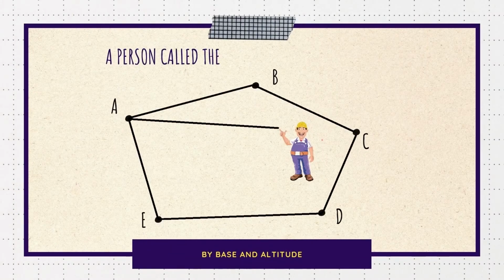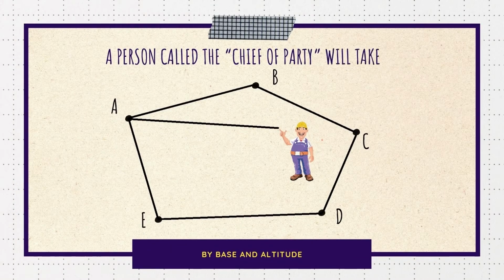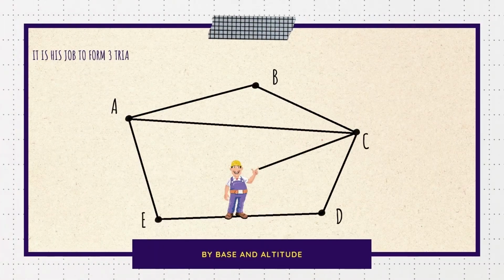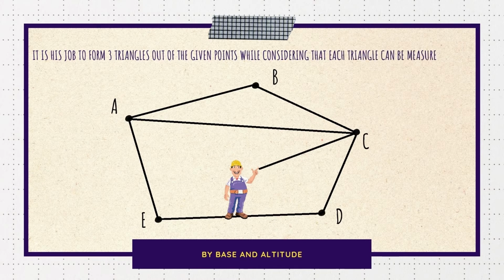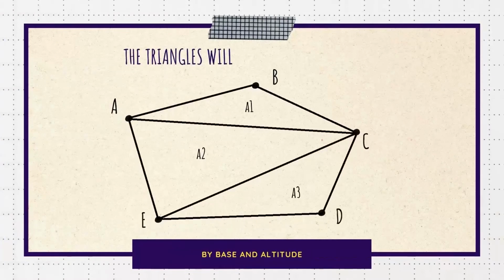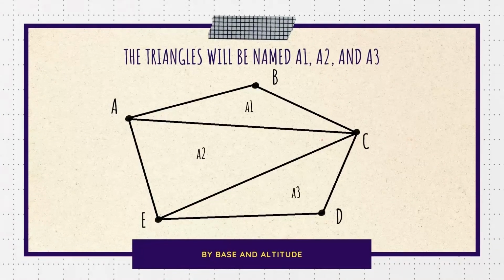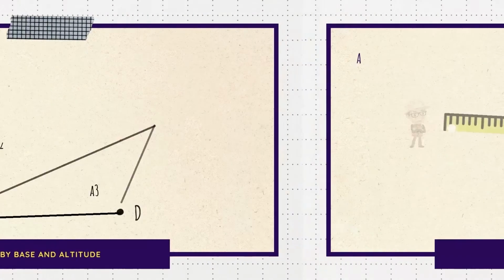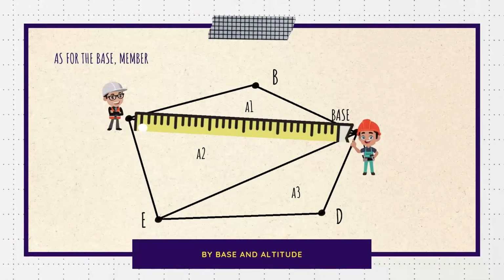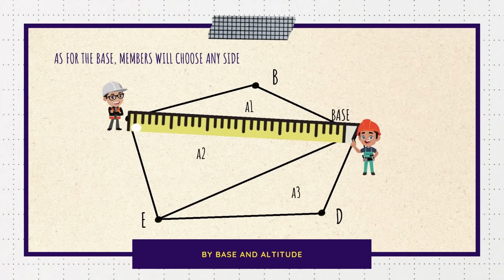From here, a person called the chief of party will take over. It is his job to form 3 triangles out of the given points while considering that each triangle can be measured easily. The triangles will be named A1, A2, and A3. Other members will then get the altitude and base of each triangle.